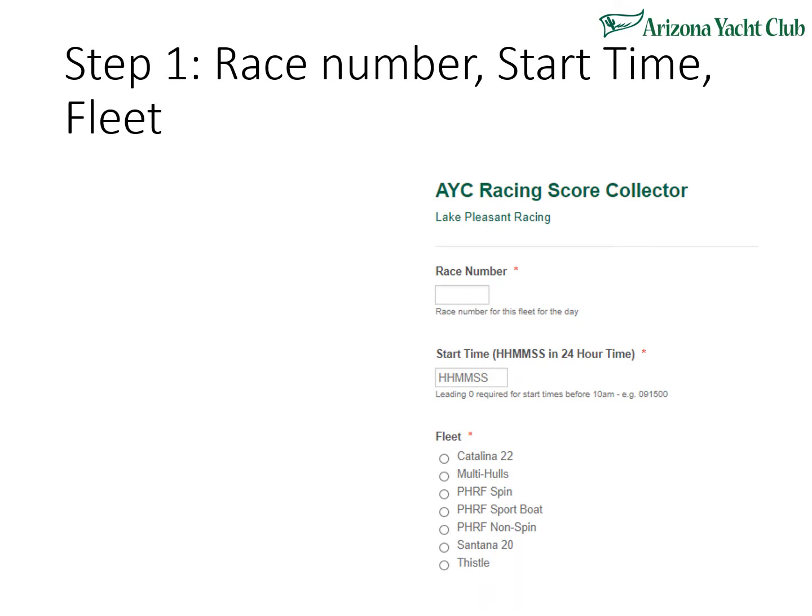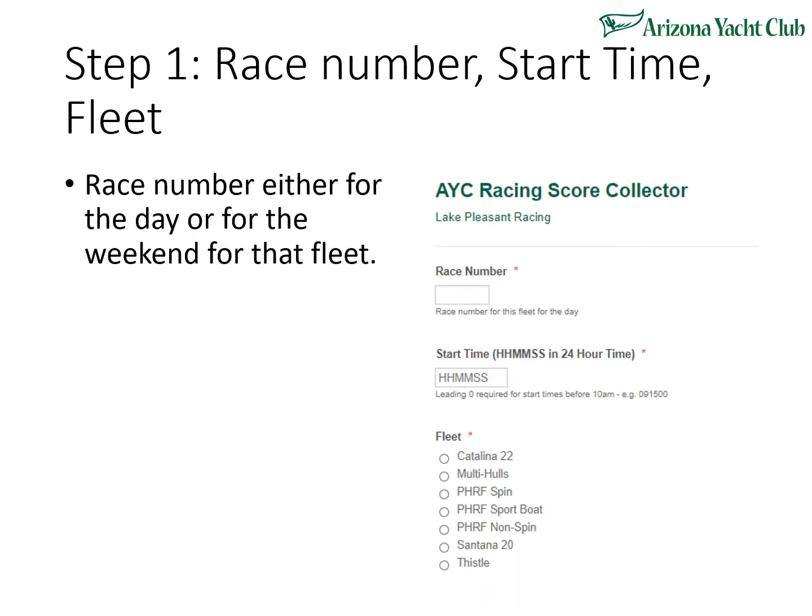First step, once you've opened the form, is to enter the race number, and that can either be for the day or for the weekend. It really doesn't matter. Just keep up with it at the very least for that day. If you're at Lake Pleasant and you want to go from yesterday's and Sunday morning, that'd be fine too. Then we need the start time of that race. I need it in 24-hour time, so 1 through 12 and then 13 through 24 for the afternoon, please. And then we need you to select the fleet for that race.